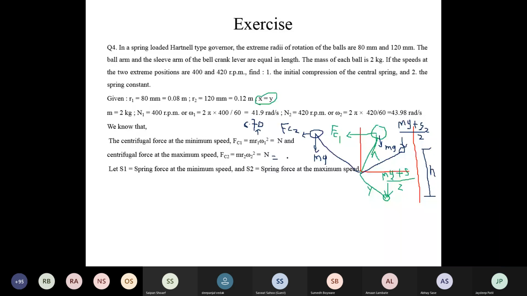Dipanjan? Sir, 10.55. Correct. When the speed increases, centrifugal force also increases. Now you have to find out the spring force S1 and S2. How will you find out? Anyone? See the figure.